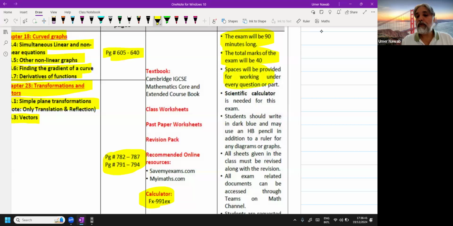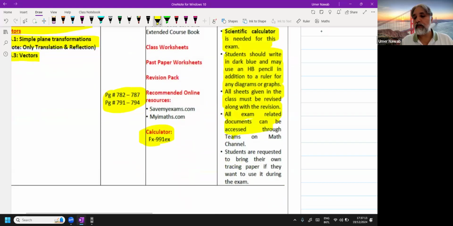And spaces will be provided under each question. As you know, in Cambridge, it happens like that. Scientific calculator is also allowed. And if you want to draw a tangent or any diagram, guys, preferably you should use pencil. But in the whole exam, where you will show your working, use the black pen, not blue, not green, not any other color pen, just the black pen will be used to do the final exam.